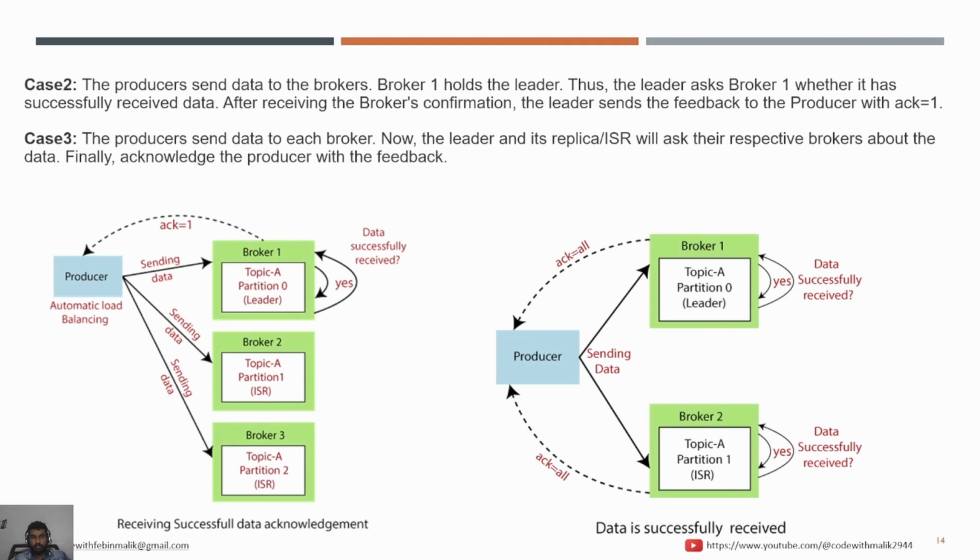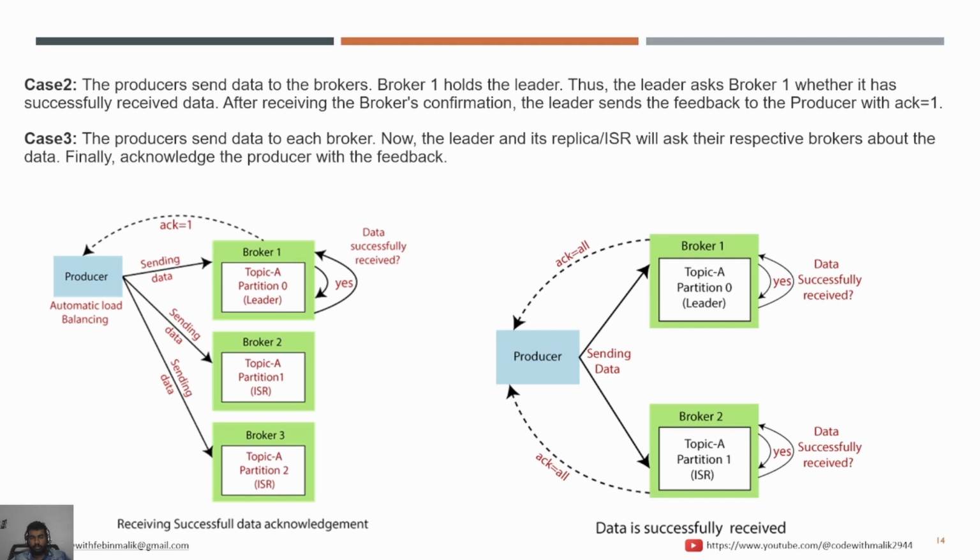Case 2: the producers send data to the brokers. Broker 1 holds the leader. Thus, the leader asks broker 1 whether it has successfully received the data. After receiving the broker's confirmation, the leader sends the feedback to the producer with acks equals 1.